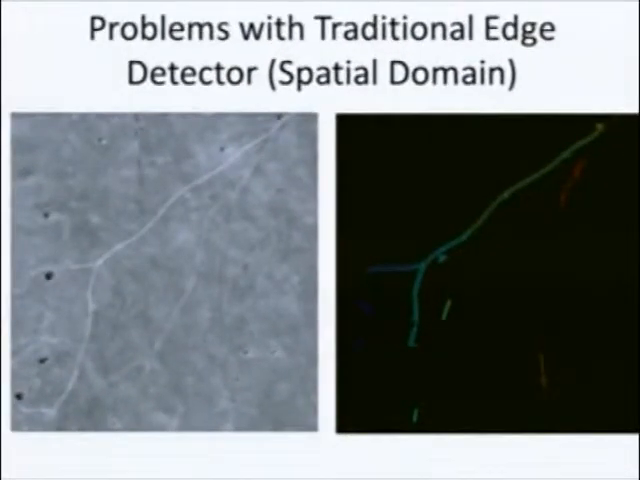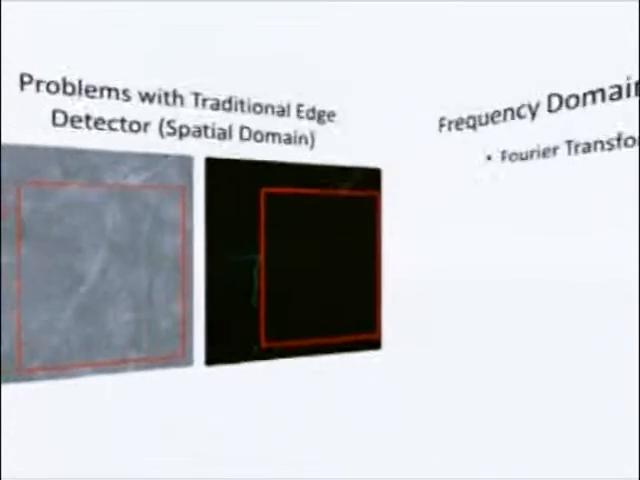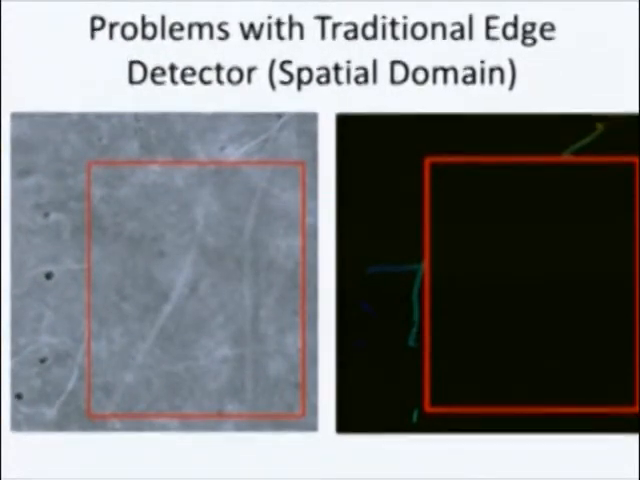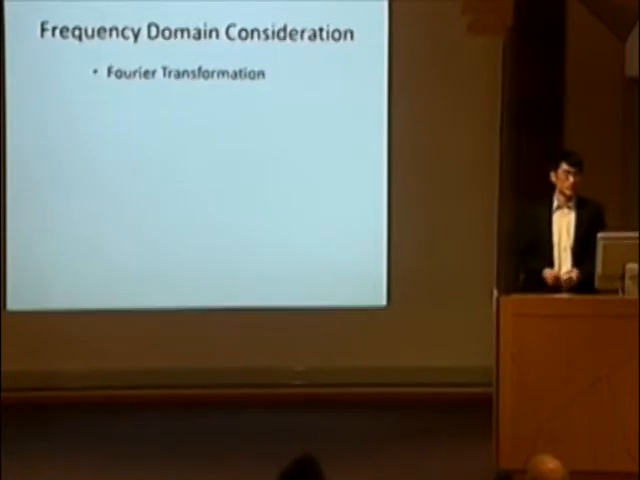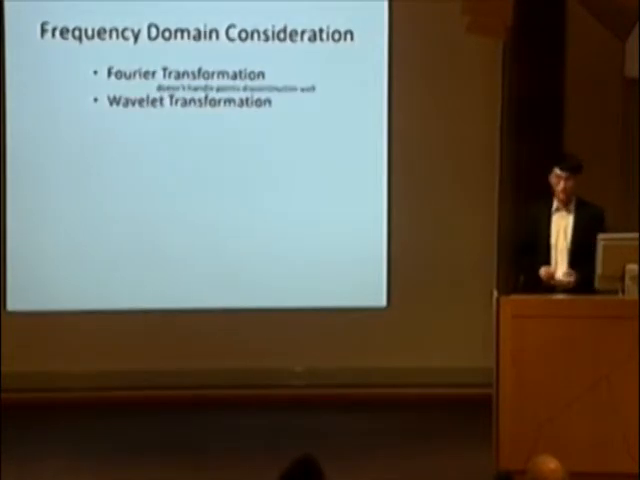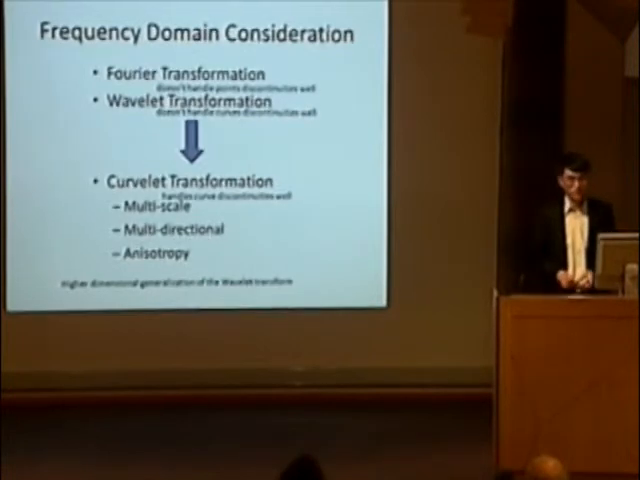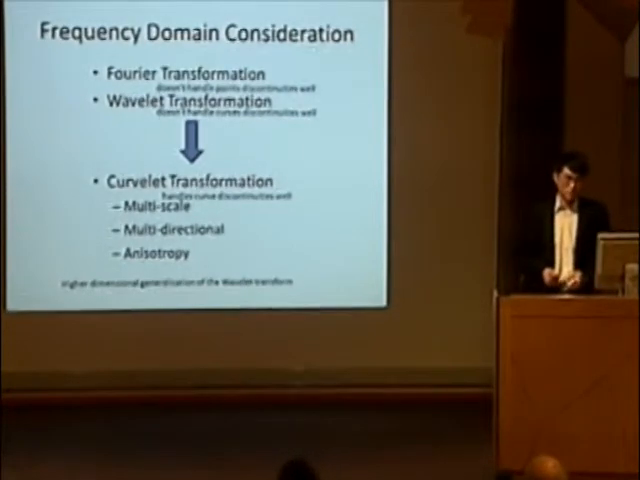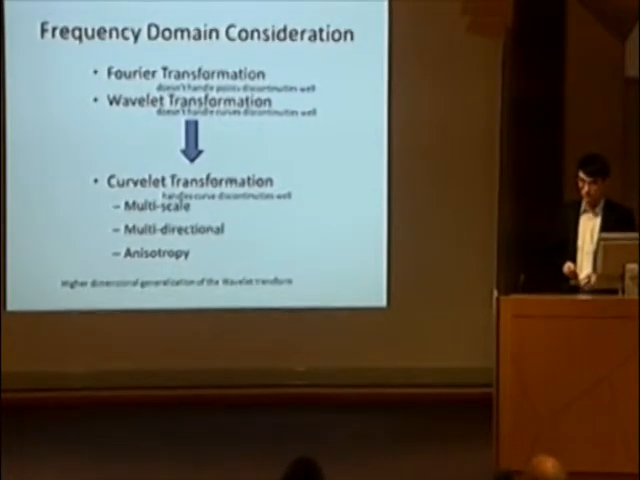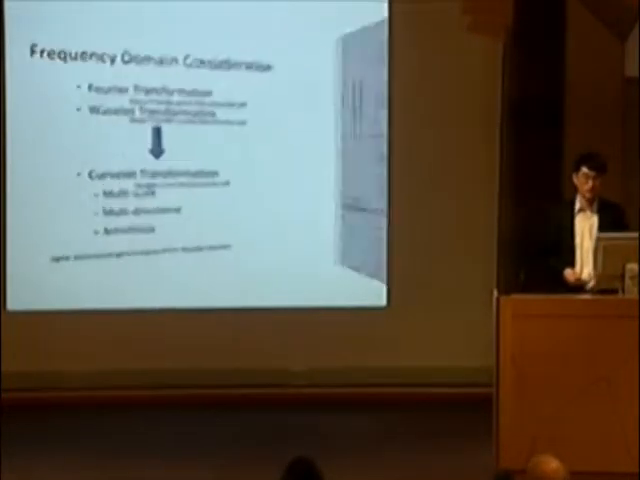But in some cases it fails to do the task, especially when the trails have very poor contrast against their background. Thus, the frequency domain was considered, from Fourier transformation to wavelet transformation and to the very recently developed curvelet transformation, which handles curve discontinuities very well. That is because it has very good multi-scale and multi-directional characteristics, and it is also considered the newer generation of wavelet transformation.